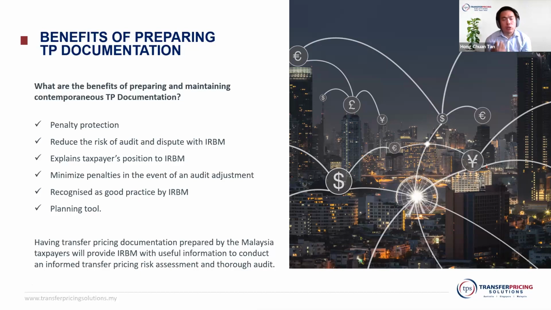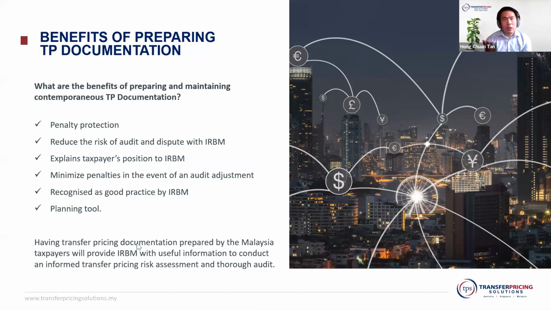Then the fourth one, obviously resulting in minimized penalties in the event of an audit adjustment. Unfortunately, for those that have dealt with RIB, when they have a TP audit in mind, obviously in their mind they would have an adjustment in place, right? They have their KPIs to be achieved. Then the TP documentation will act as a defense mechanism to at least tell the story and then justify whether, from the RIB's point of view, they are correct or actually our view is a more accurate way to describe the taxpayer's position, right? So in that case, you can justify, go through a series of discussions with the RIB at the end, minimize the penalties if everything is actually prepared accordingly.